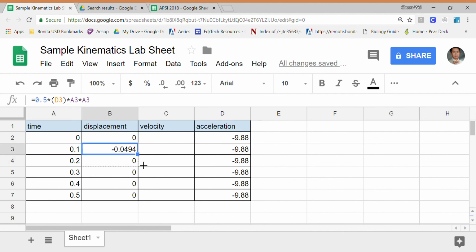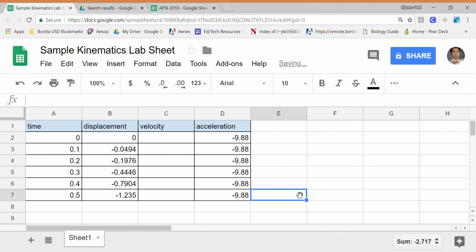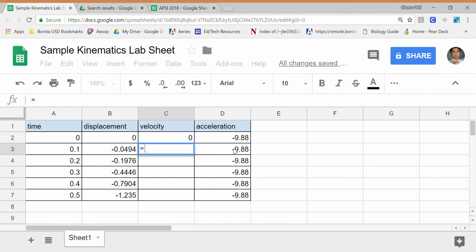Same thing, right? It's the exact same number, right? And then for velocity, 0, same thing. The velocity is equal to this thing times this thing. Either equation works. You'll get the same number anyways.